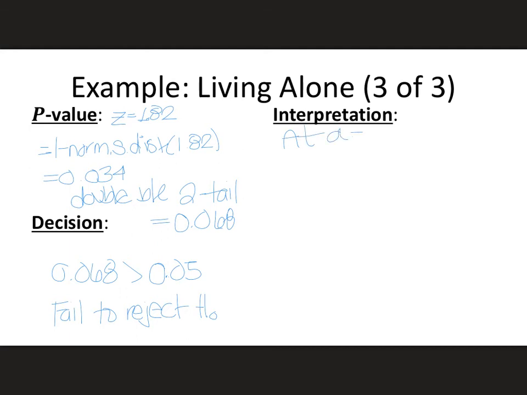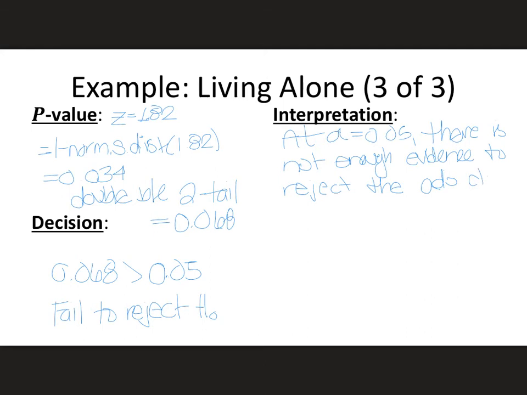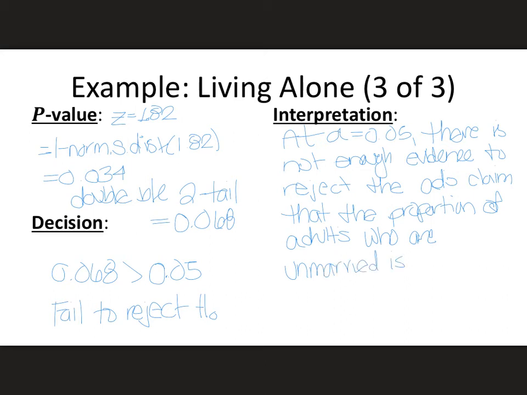So at alpha equals 0.05, there is not enough evidence to reject the ad's claim that the proportion of adults who are unmarried is 40%.